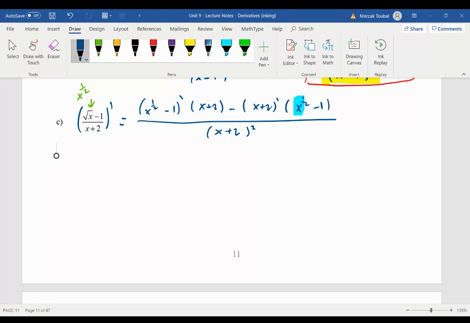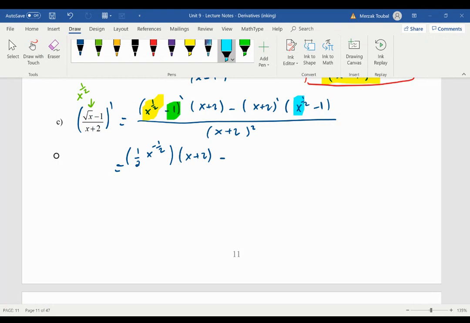Let's not forget that. So let's verify before we move on. So the derivative of x to the 1 half minus 1 times x plus 2, minus the derivative of x plus 2 times x to the 1 half minus 1. Okay, good. Now the derivative of x to the 1 half is 1 half x to the negative 1 half, because you move the exponent and then you subtract the 1 from the exponent. 1 half minus 1 is negative 1 half. The derivative of negative 1 is 0, so we can ignore that. So far, that's what we have, multiplied by x plus 2.